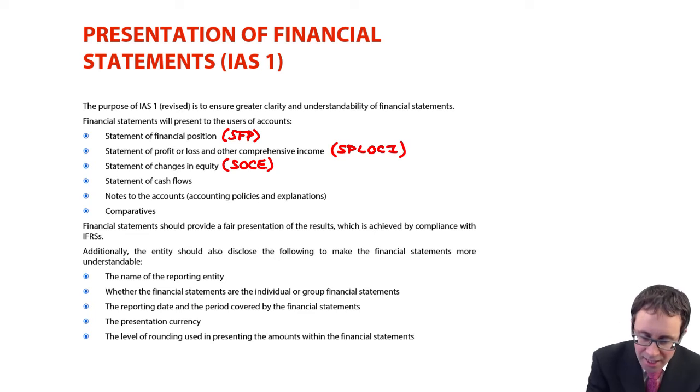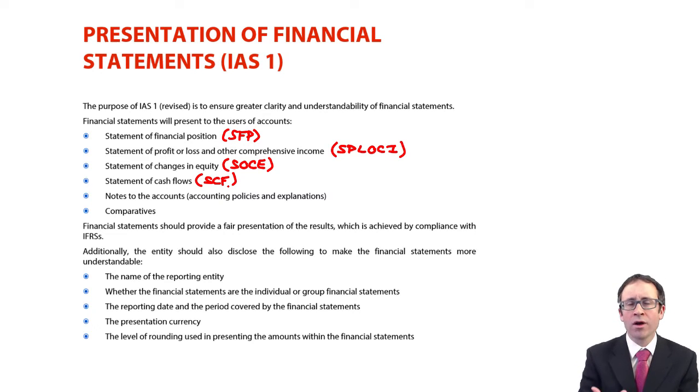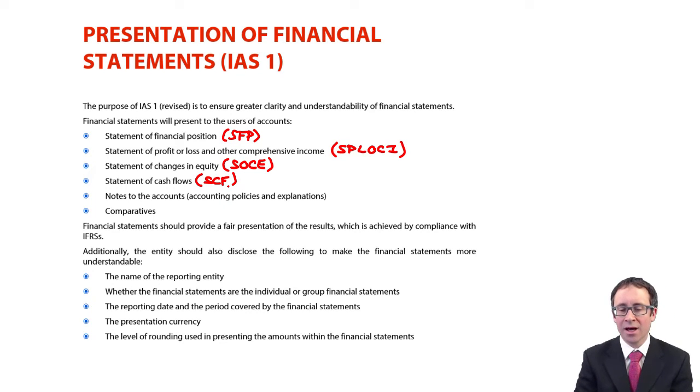Statements of cash flows. So the statement of cash flows is unique in that the detail of what goes into it actually has its own separate accounting standard. That's IAS 7. Remember, don't worry about the numbers for each of the accounting standards. I just throw them in just in case you're interested, which I'm sure you are, but you don't need to remember them for the exam.